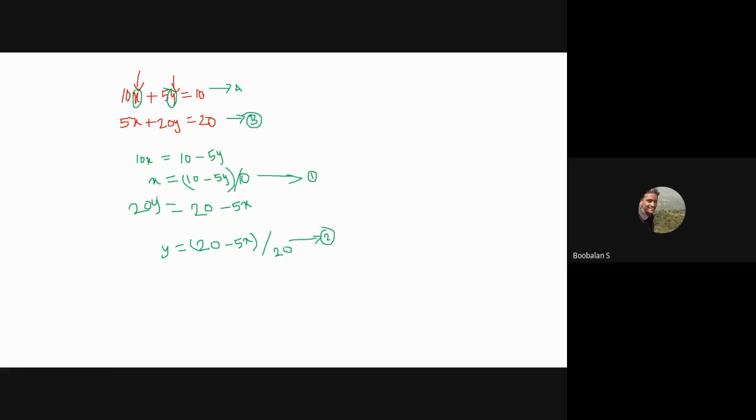So now we have the equations for x and y. We have two equations: x equal to (10 minus 5y) divided by 10, and y equal to (20 minus 5x) divided by 20. In the first step, initially they just assumed values.